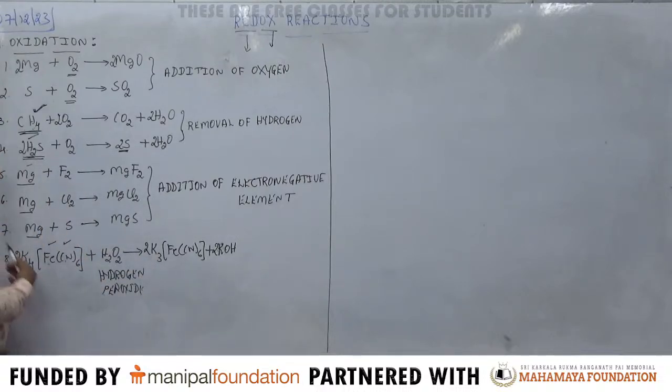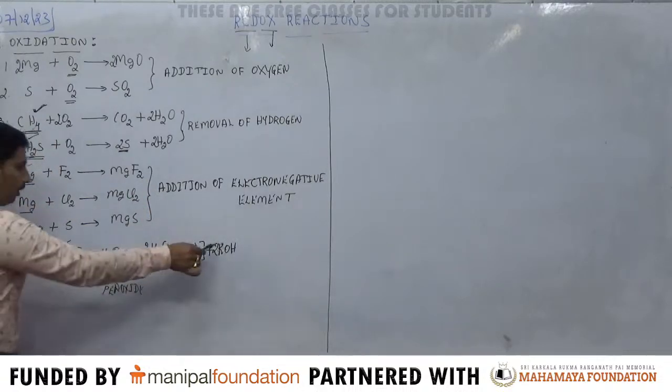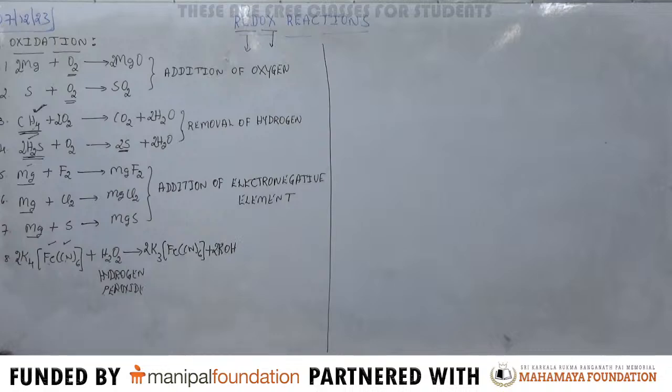Balanced. 4 into 2, 8; 3 into 2, 6 plus 2, 8. Oxygen 2 and 2, hydrogen 2, FeCN6 balanced. Now here what happens, here you can make out this is the complex. By using this, one potassium: K4 was there, what happened, it became K3. That means one potassium is removed, right? One potassium is removed. So potassium is an electronegative element. Am I right?